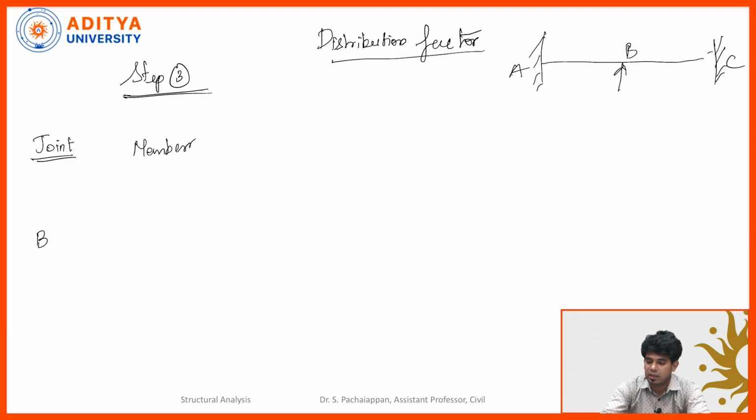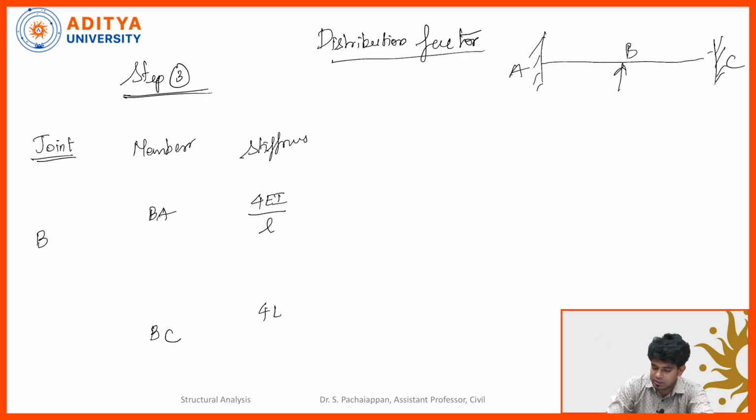So from B, we have the member BA and the member BC. From B, we have two members, one is BA, another one is BC. Then I am going to write the corresponding stiffness. For span BA, the stiffness is 4 EI by L. For span BC also, the stiffness is 4 EI by L. Let us substitute the value.